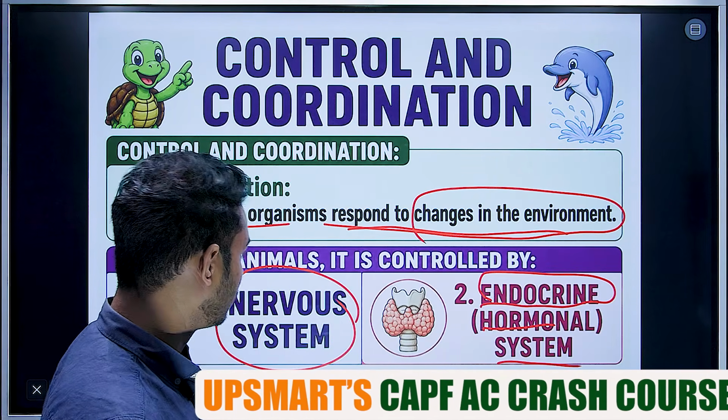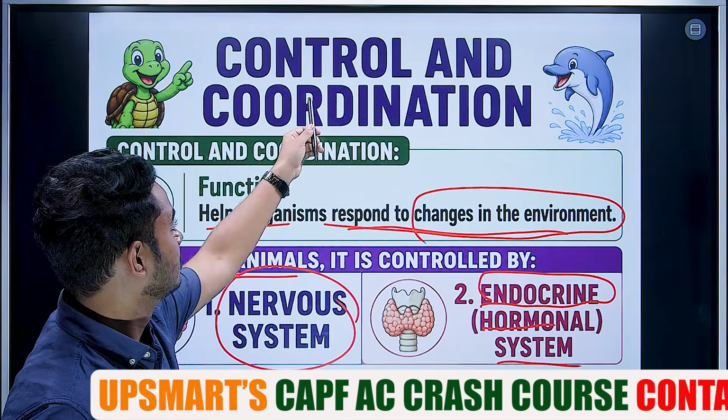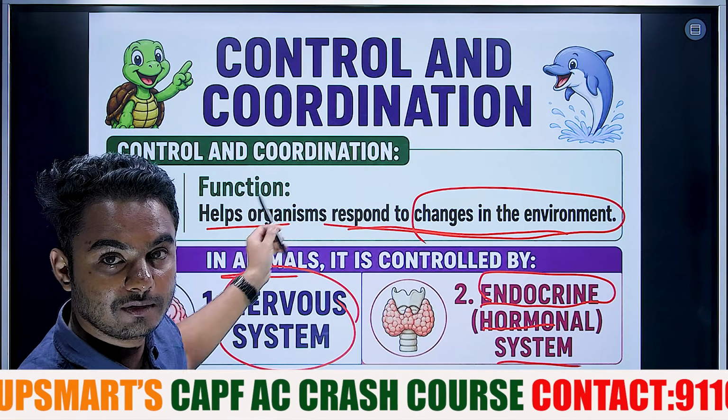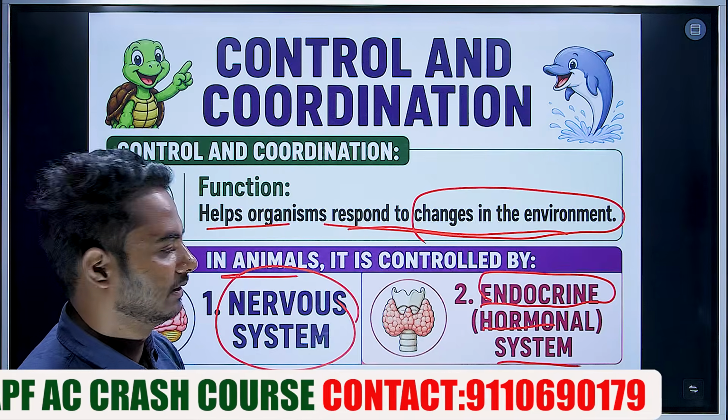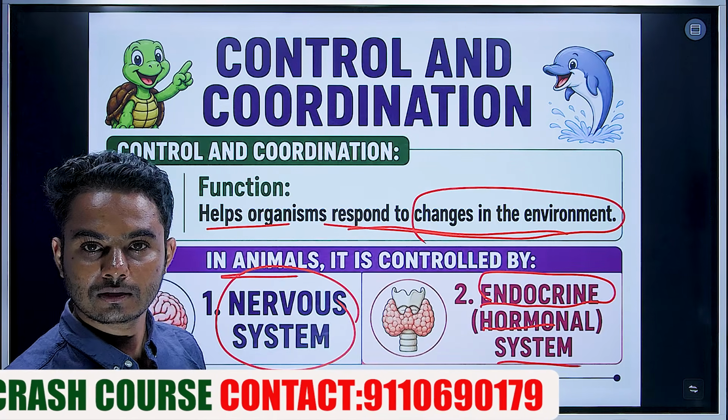Now, easy, right? In animals, the control and coordination is done by one, the nervous system, including the brain, and the other one. No, go back, read it.